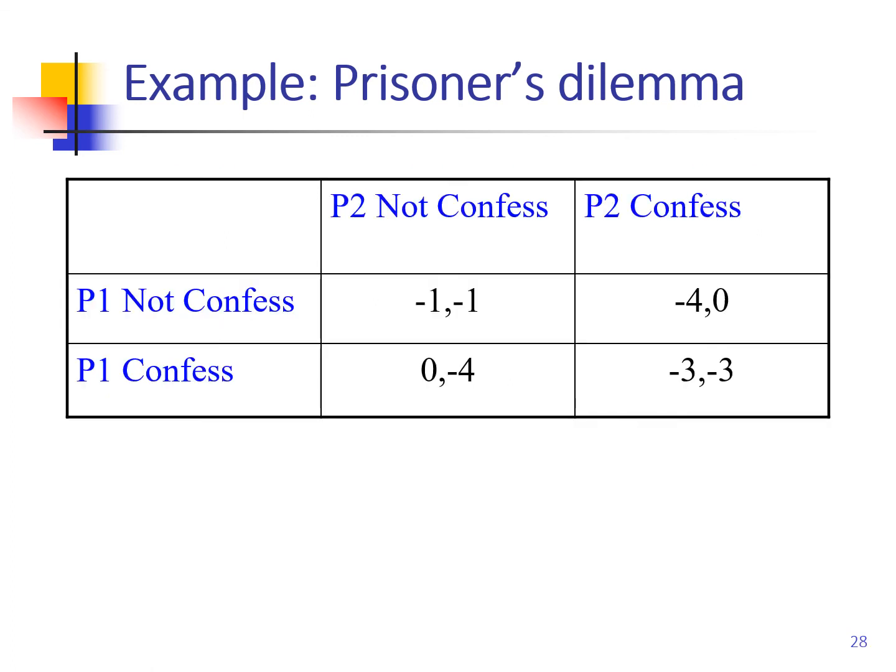Here is what we get, right? So this is going to be, basically, P1 not confess, P1 confess. This corresponds to the strategies of, say, player 1, or criminal 1. P2 not confess and confess refer, of course, to the second criminal. So he can either confess or not confess. So now let's see what we get.